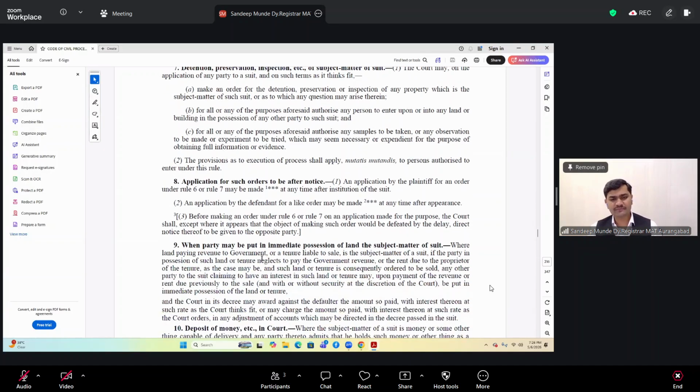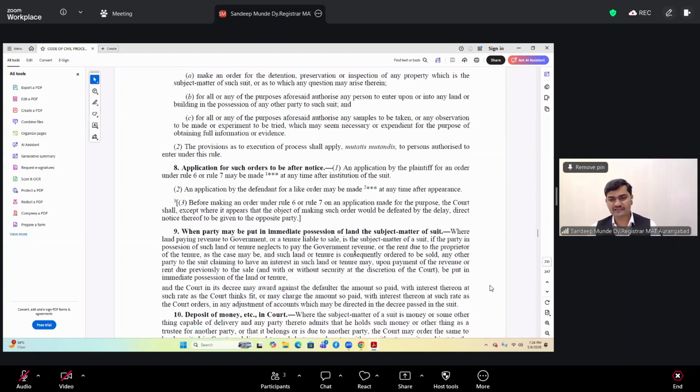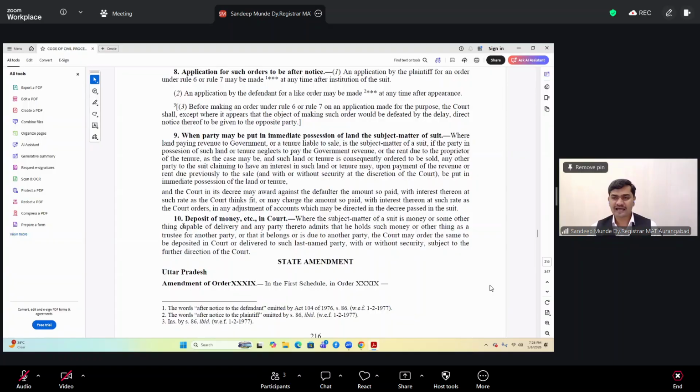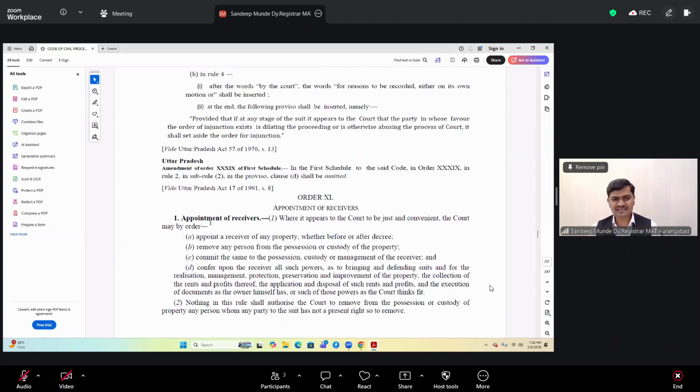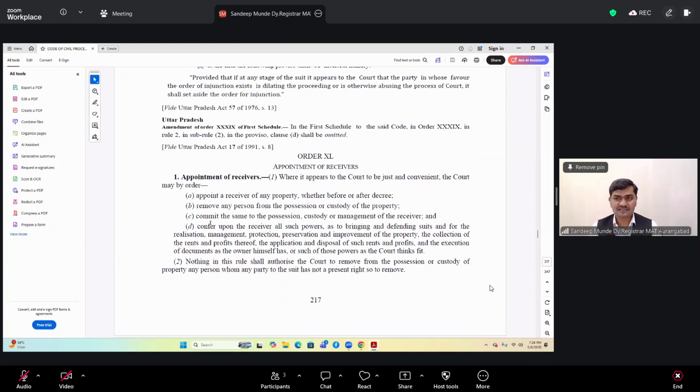Rule 9: when a party may be put in immediate possession of land, the subject matter of the suit. And Rule 10: deposit of money, etc. in the court. In such circumstances, the court may pass interlocutory orders, and the court also has power to give an order with regard to the sale or the detention with regard to it.